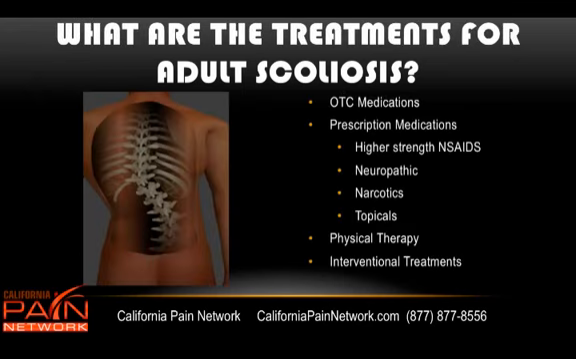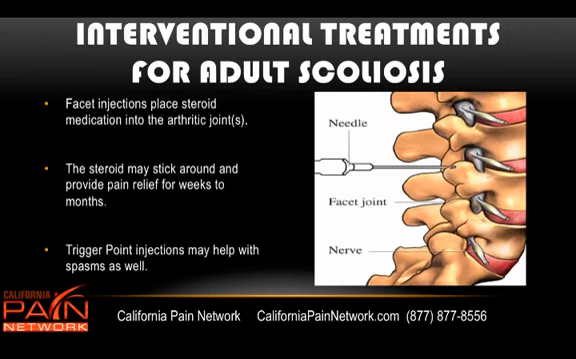What are the treatments for adult scoliosis? Well, I can tell you right now that over 85% of patients with adult scoliosis will not need surgery. Okay? This could range from over-the-counter medications such as Advil and Tylenol to prescription medications such as higher-strength nonsteroidals, neuropathic medications such as Neurontin, narcotics, or topical medications. Physical therapy and chiropractic treatment may help, and then there's interventional treatments, which we'll talk about right now.